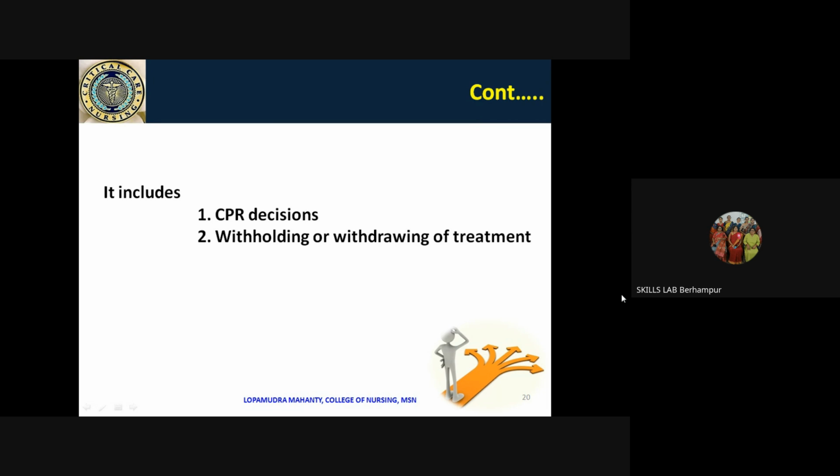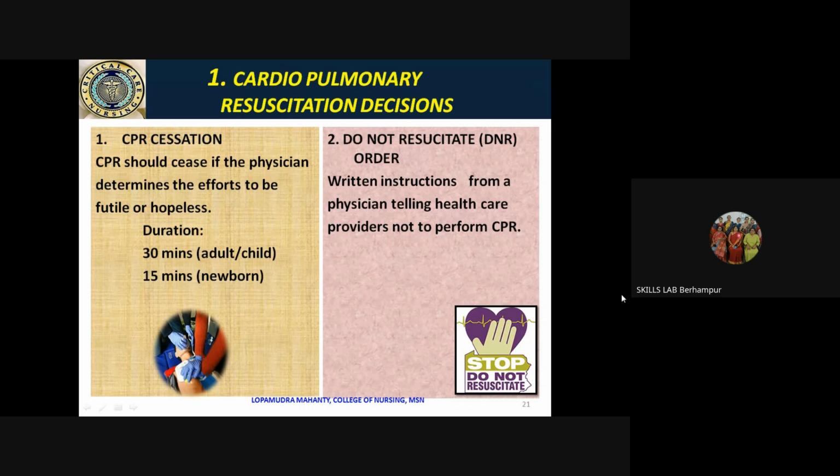So the CPR decision is also taken by the persons, withholding or withdrawing of the treatment. If a ventilator or any life supporting device is used and the patient's condition is very severely ill and more than 95 years old, at that time the patient takes the decision about withholding or withdrawing the treatment. Then first is the cardiopulmonary resuscitation decision.